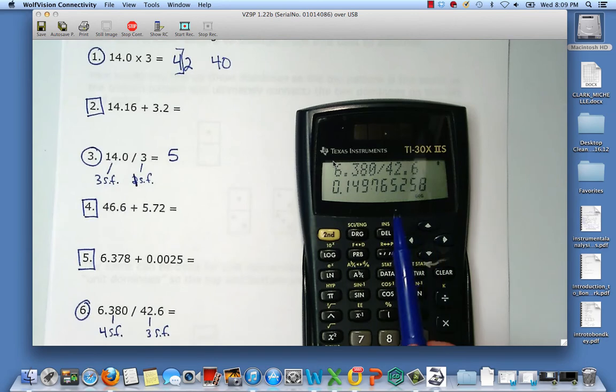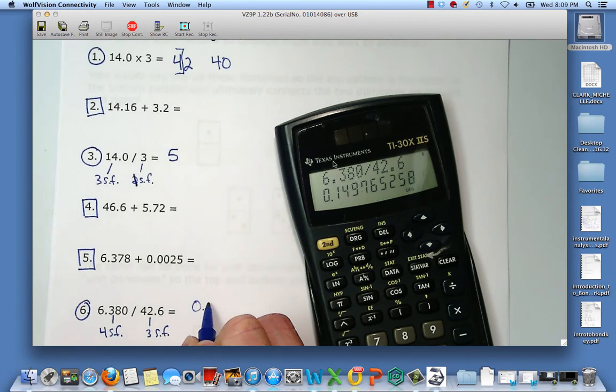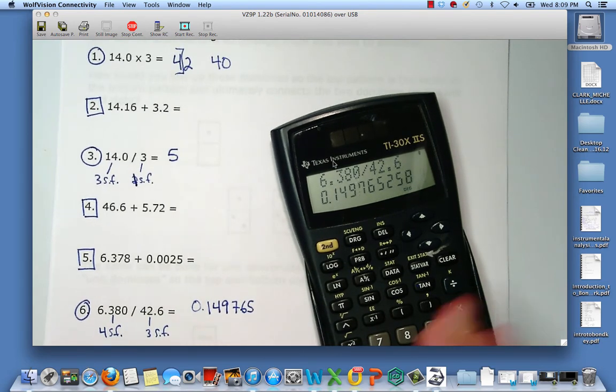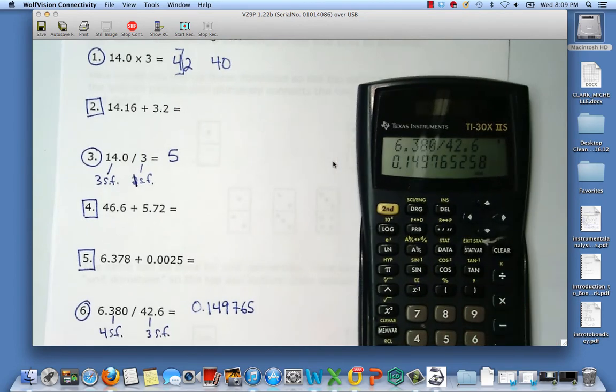So my answer can only have how many? 3. So that 0 doesn't count. 1, 2, 3. So I'm just going to write 1, 4, 9, 7, 6, 5. So I went 3 Sig Figs. I'll put this bracket here. It really helps to write out almost everything that your calculator spits out and then do the bracket.